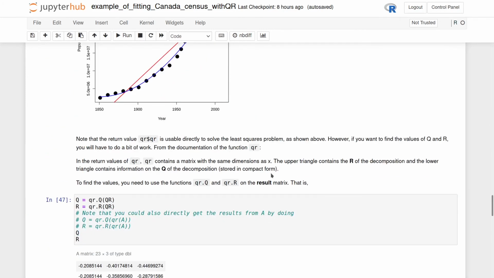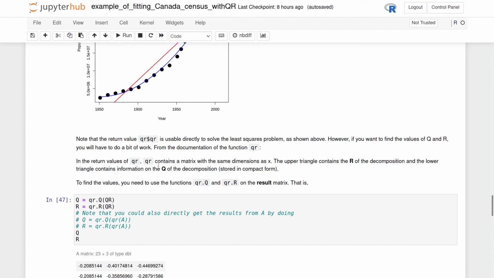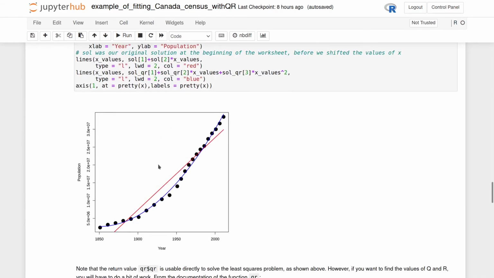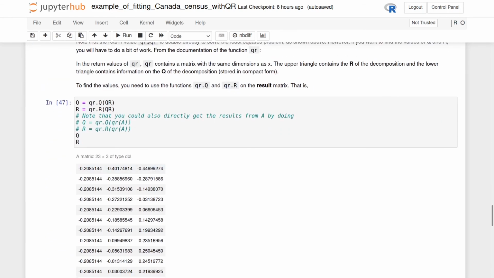So the upper triangle contains the matrix R, and the lower triangle, so anything below this diagonal, contains information on the Q decomposition stored in compact form. When you see this, you don't know how to use it directly, but there are two functions you can use on the result. And I'll stress this, you have to first compute the result. So you have to apply the function QR to a matrix. When you use that result, then you can use QR.Q and QR.R. And guess what they do? QR.Q gives you the Q matrix and QR.R gives you the R matrix.